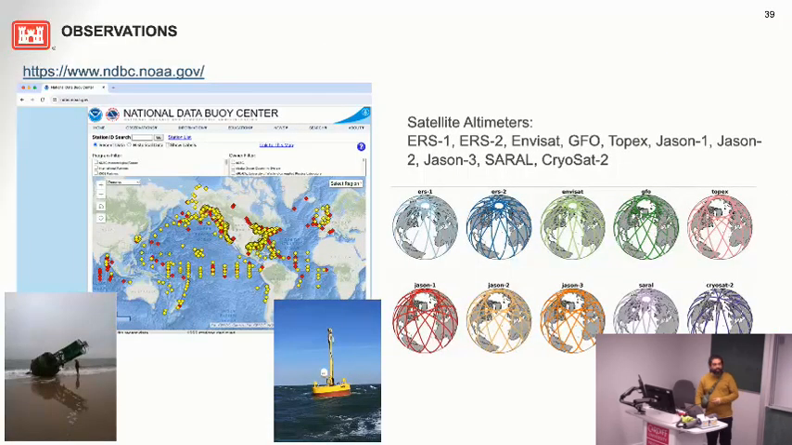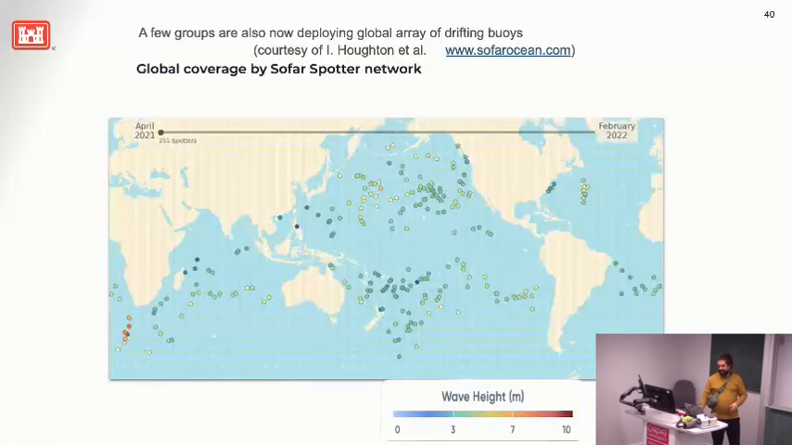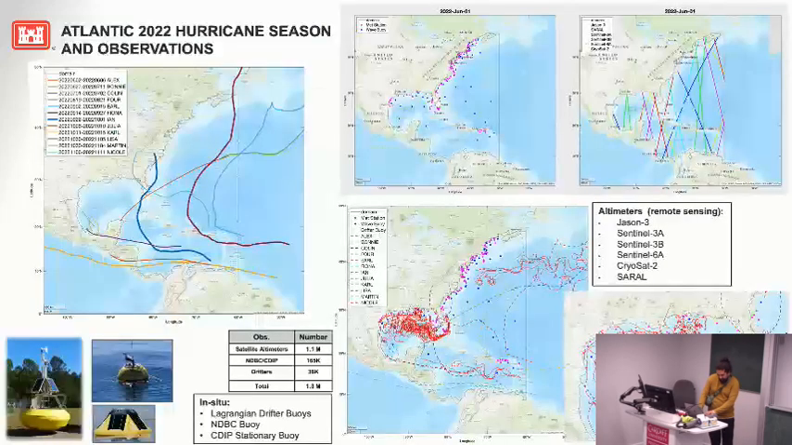What types of observations do we have? NOAA deploys NDBC, National Data Buoy Center, observations. These are the size of the buoy, they are gigantic. And they measure directional wave spectrum. Satellites also collect the sea surface, and we can also utilize them to validate our model. And recently, commercial companies came on board. I think that should be an animation.